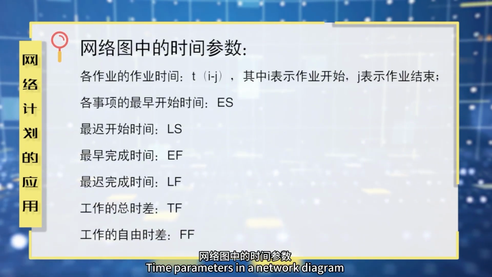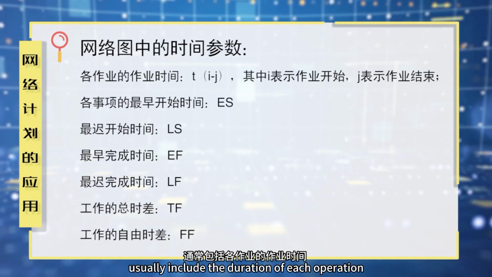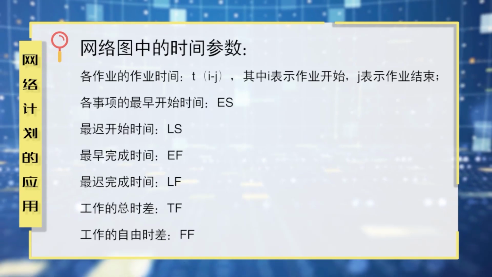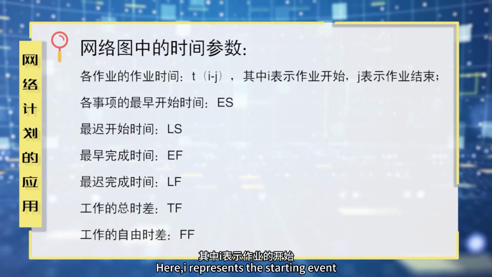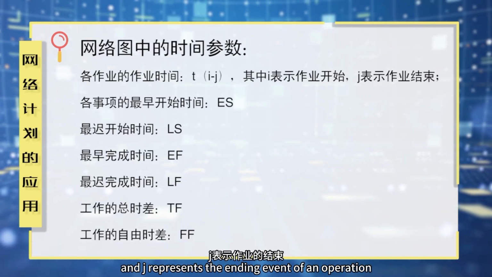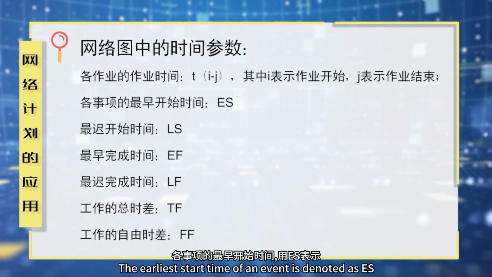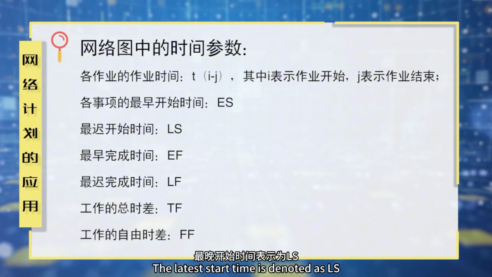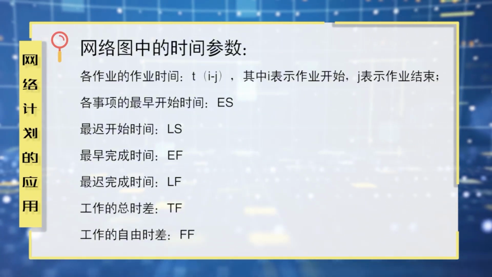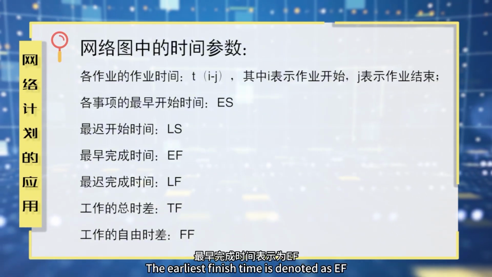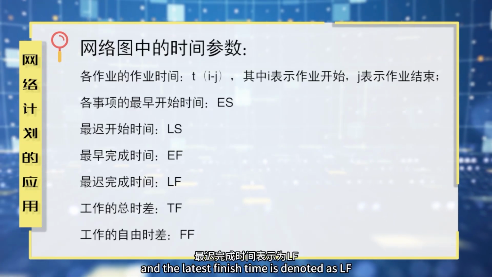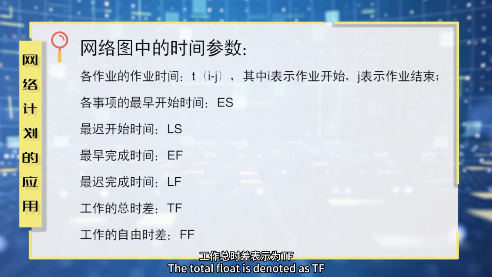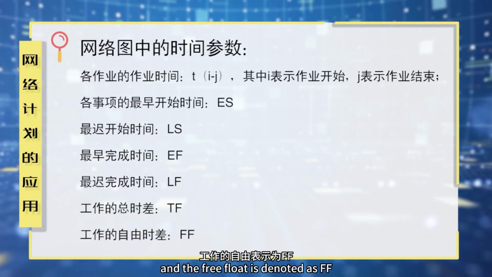Time parameters in a network diagram usually include the duration of each operation, which is expressed as Tij. Here, i represents the starting event, and j represents the ending event of an operation. The earliest start time of an event is denoted as ES. The latest start time is denoted as LS. The earliest finish time is denoted as EF. And the latest finish time is denoted as LF. The total float is denoted as TF, and the free float is denoted as FF.